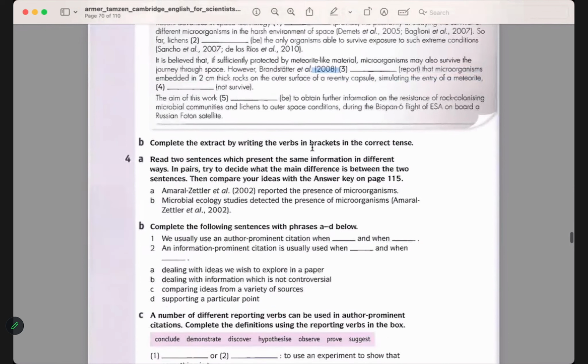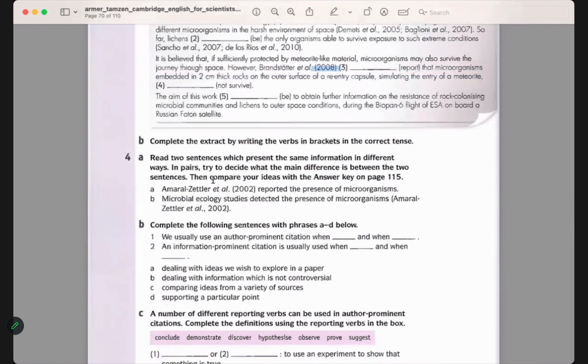And here is the last task. Very interesting, by the way, to pay attention, because I really haven't paid so much attention to this situation before. We have 2 sentences here about the same information, but the first sentence we start with the author, and the second sentence we start with the information itself. So we can conclude that the same information is given in different ways.